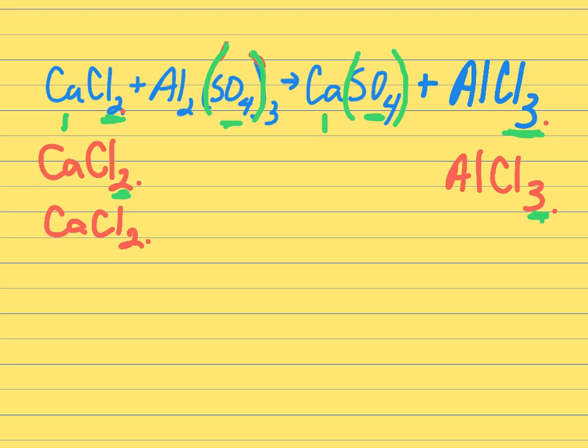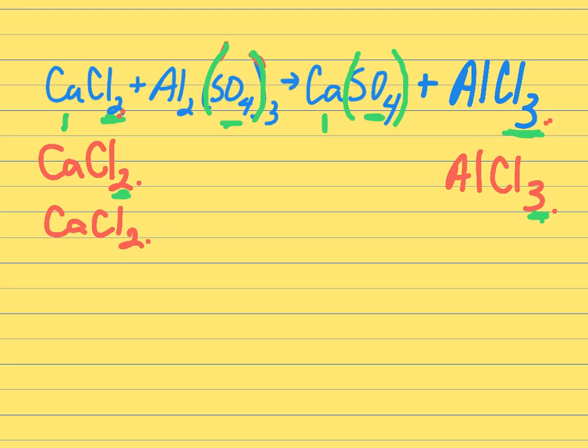A hint, usually if you see an even number on one side and an odd number on the other, if you do a little multiplying, you can start to balance these out. So if we go 3 times 2, we need 6 on both sides. That will be the first time where they match up.